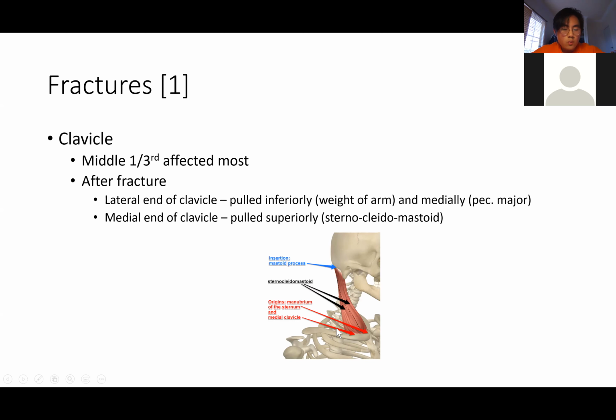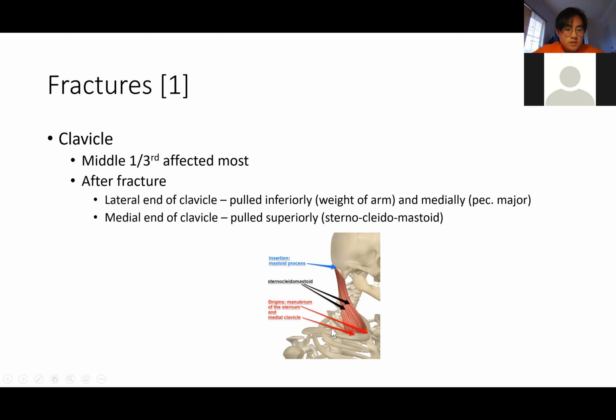And after the fracture, what happens to the clavicle? Well, the lateral end of the clavicle gets pulled down due to the weight of the arm. Now, I'm not sure if you know this, but the arm is pretty much attached solely to the clavicle, right? So the arm is pretty much attached to the rest of the skeleton through the clavicle. Like, it forms the glenohumeral joint with the scapula, right? But the scapula doesn't actually attach to the axial skeleton. So the clavicle is really important in carrying the weight of the arm.